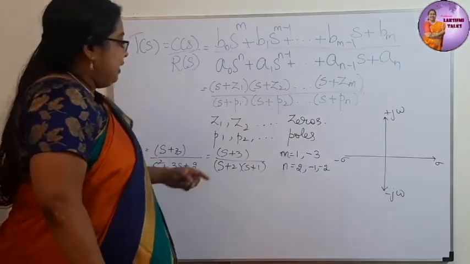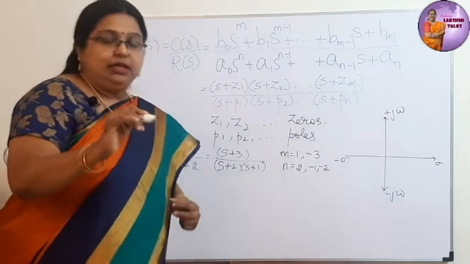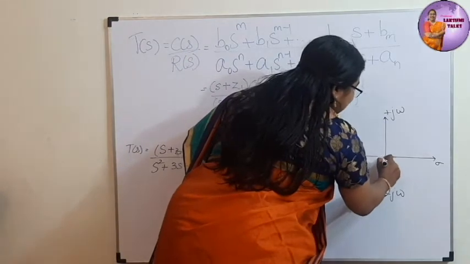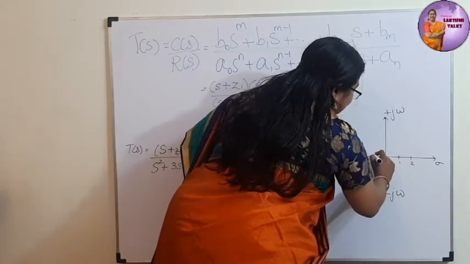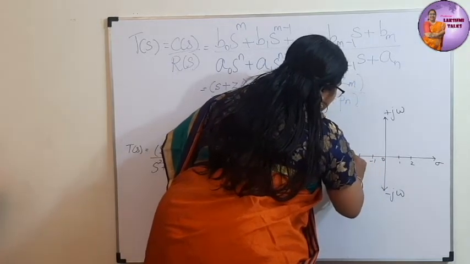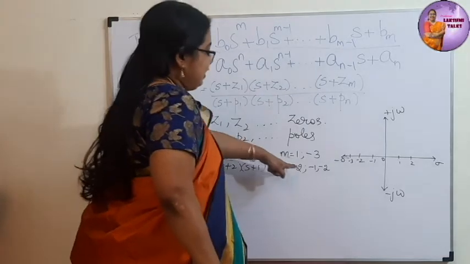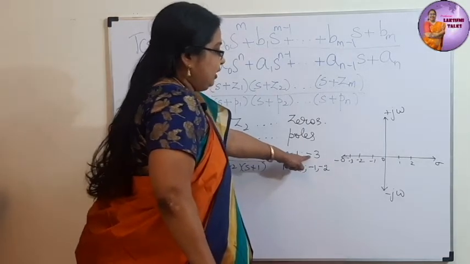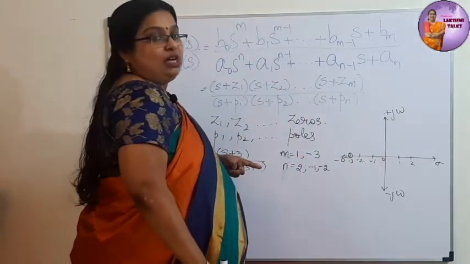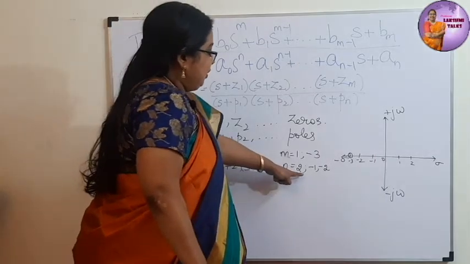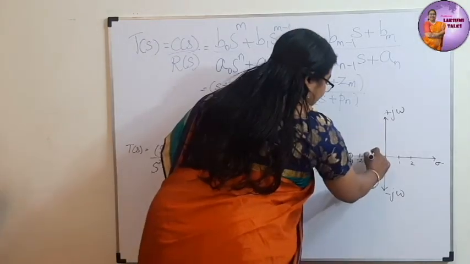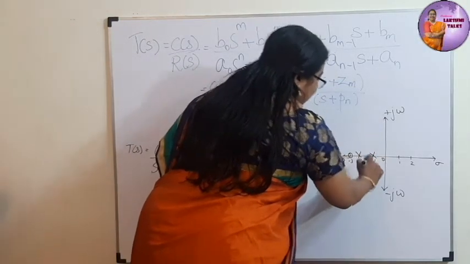How do we give? See, zeros will be represented by a circle and poles will be represented by a cross. Okay, so this is nothing but a normal graph sheet. Okay, so -1, -2, -3 and so on. Okay, so as I told you, the zero location is at -3. So at -3 we have a zero. We will draw a circle at -3. And how many poles are there? There are 2 poles. And what are their locations? At -1 and -2. Okay, so at -1 a cross and at -2 we have a cross.